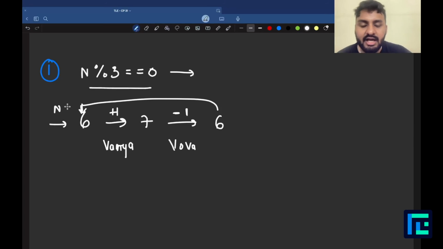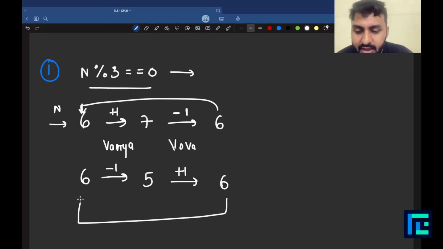And now Vanya, if he takes either route, if he says, okay, I'll do -1 and this goes to 5, then Vova can do just the opposite. He'll say, okay, I'll do a +1 and take this back to 6. So in this case also, aren't you back to the initial number? That means whatever Vanya does, Vova can counteract.